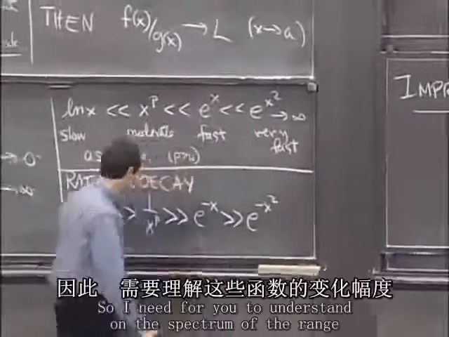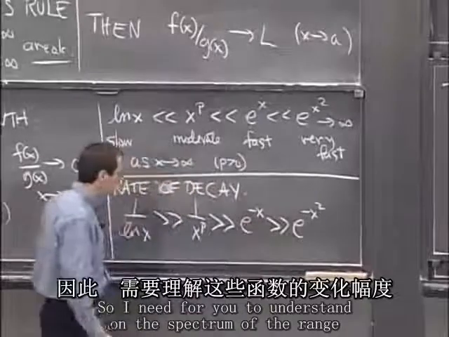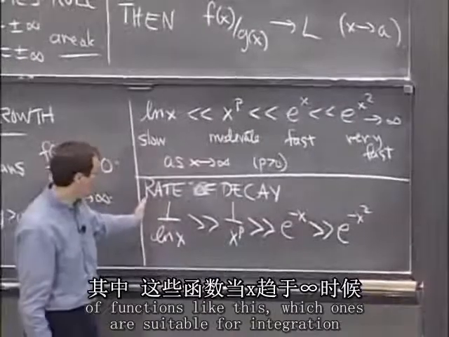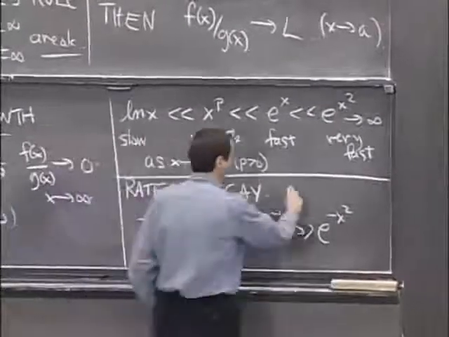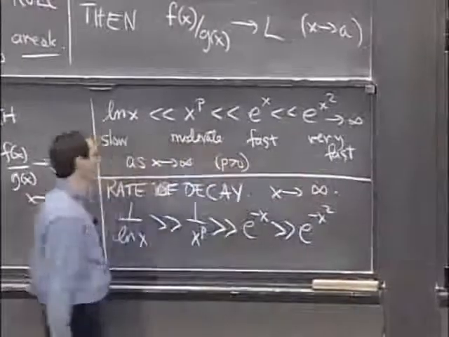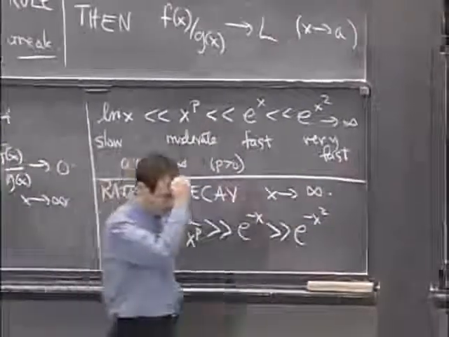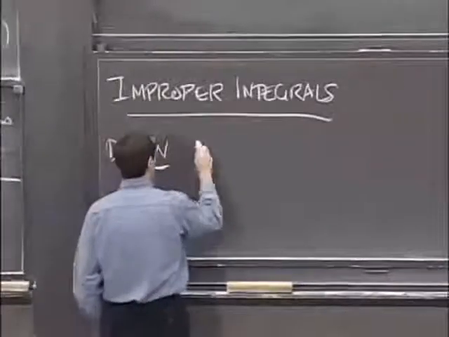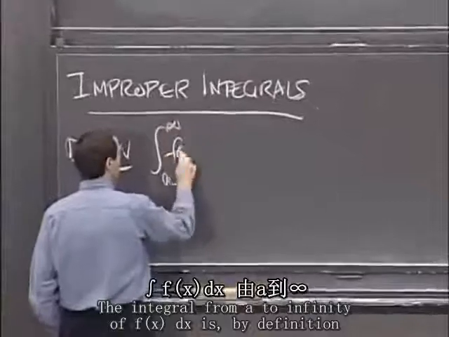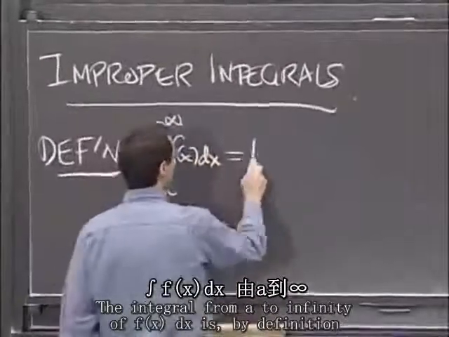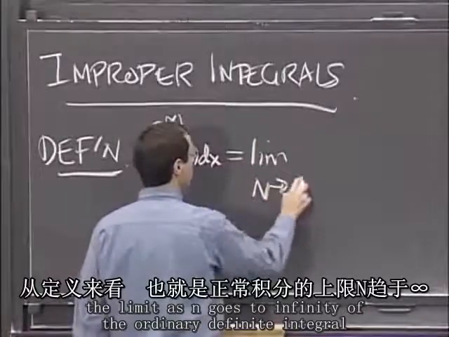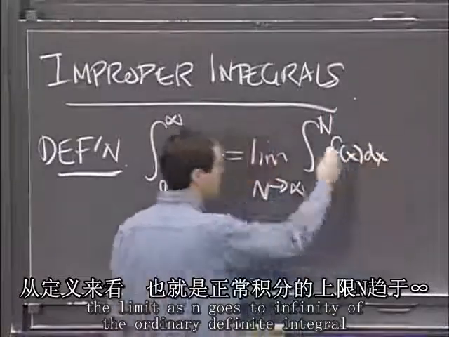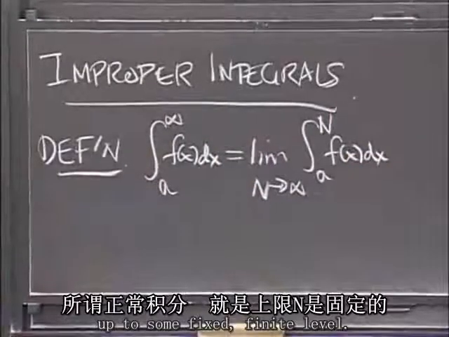So I need you to understand, on the spectrum of the range of functions like this, which ones are suitable for integration as x goes to infinity. Well, let's start out with the definition. The integral from a to infinity of f of x dx is, by definition, the limit as n goes to infinity of the ordinary definite integral up to some fixed finite level.